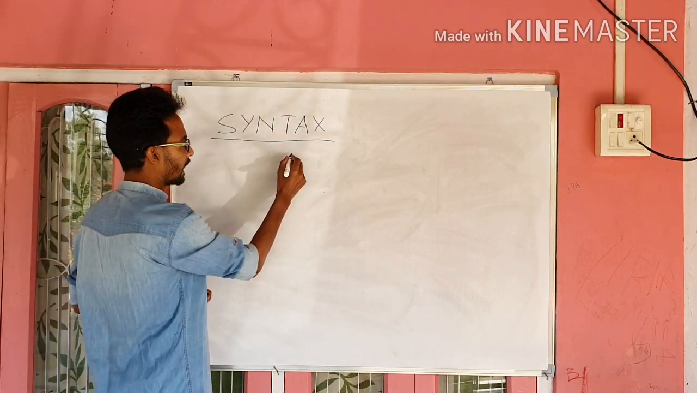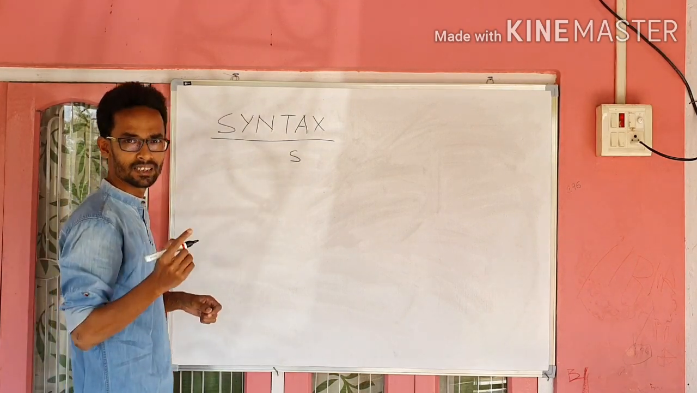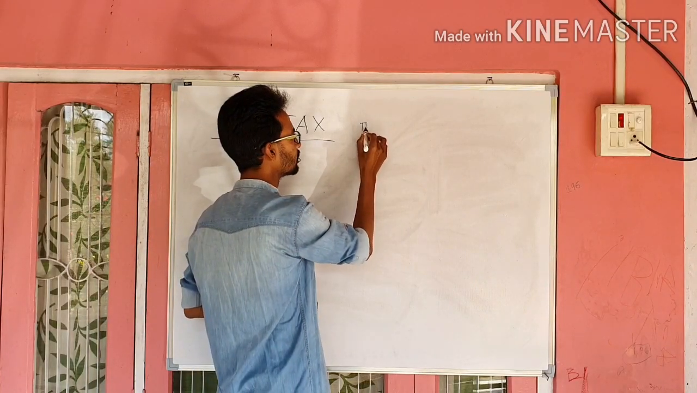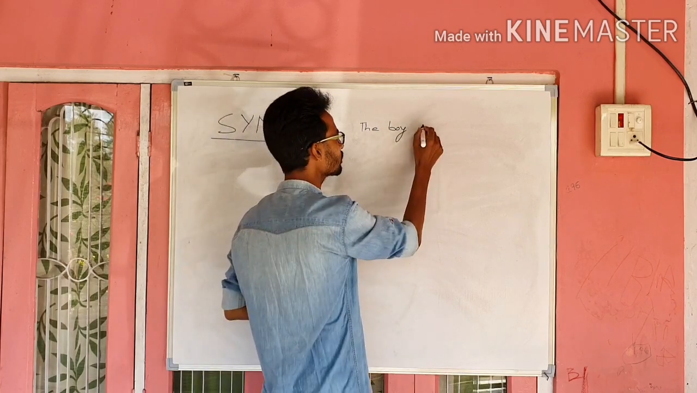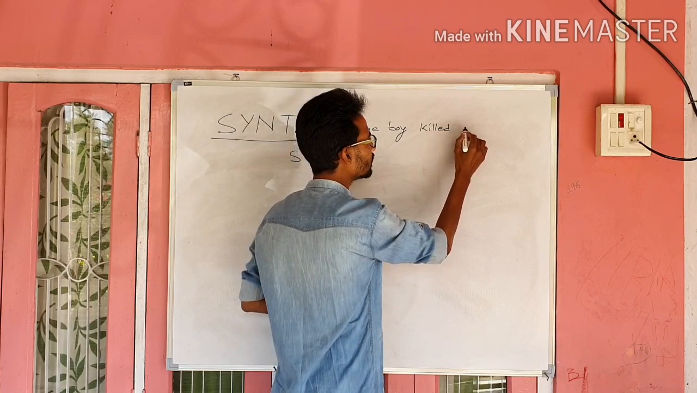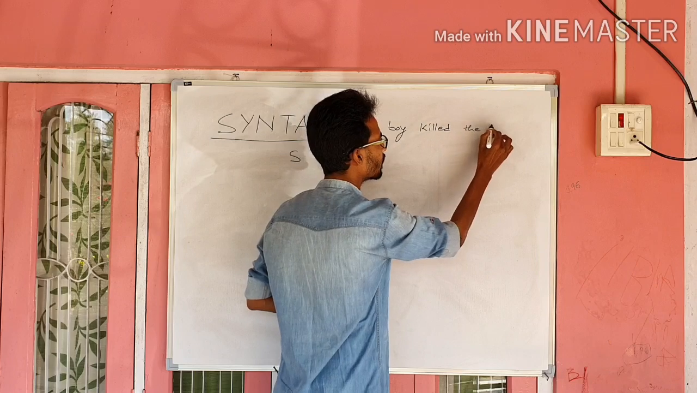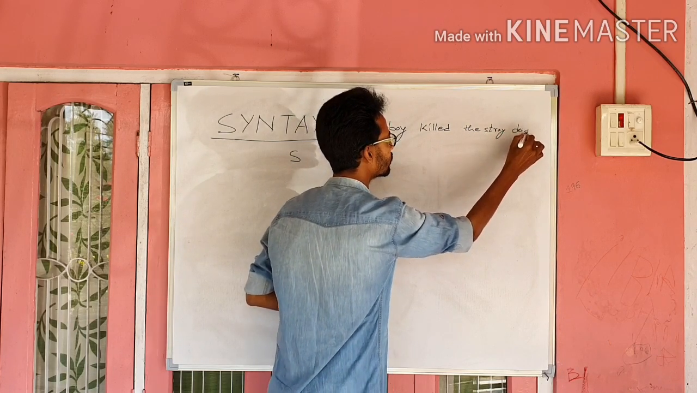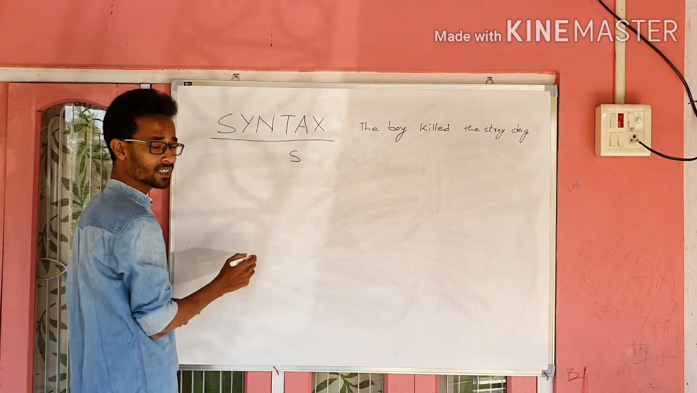So in IC analysis, S is the sentence. Let's take a sentence: The boy killed the stray dog. So this is our S.